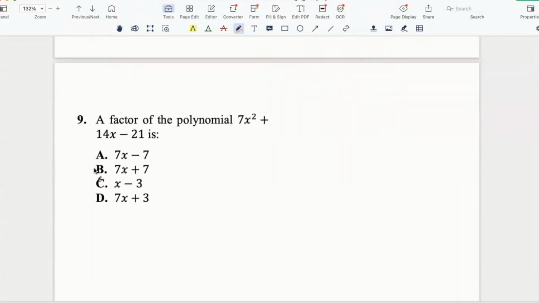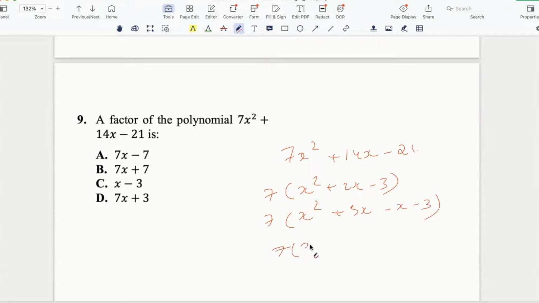A factor of the polynomial 7x² plus 14x minus 21. So let's take 7 common, x² plus 2x minus 3. So this is x² plus 3x minus x minus 3. So (x plus 3) times (x minus 1). So if we work with this and this, I can get 7x minus 7. So this is definitely a factor.